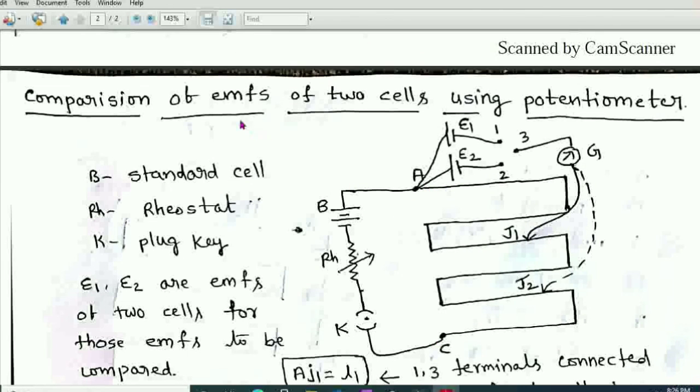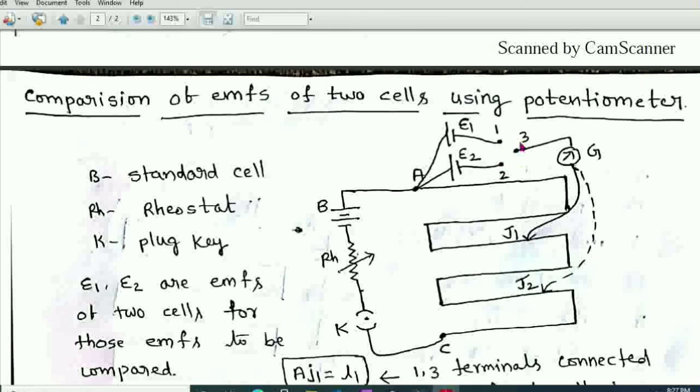Next, we need to compare the EMFs of the two cells. Let us consider these are the two cells, and their EMFs are E1 and E2. The positive terminals of the two cells are connected to the terminal A, where the positive terminal of the standard cell is also connected. And the negative terminals of the two cells are connected to terminals 1 and 2 of the two-way key.